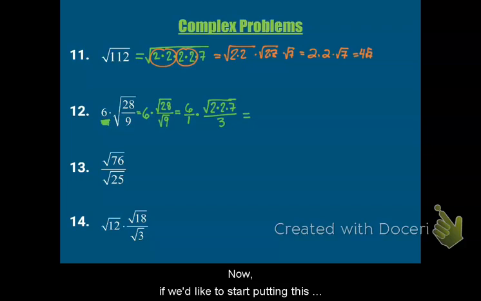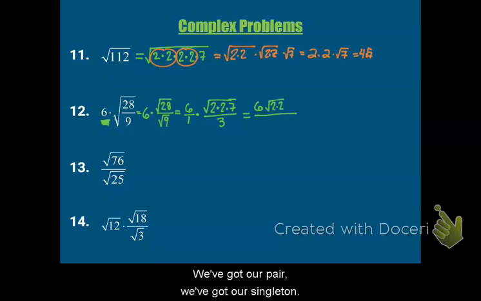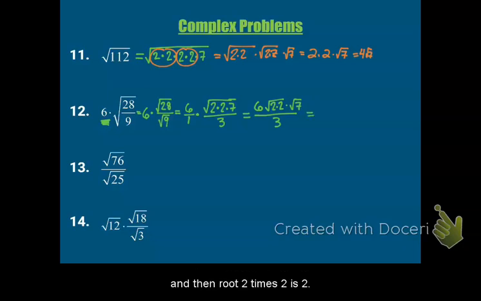Now, if we'd like to start putting this together a little bit, when we multiply fractions, we multiply the tops. So 6 times the top would be 6 times, we've got our pair, we've got our singleton. In the denominator, 1 times 3 is 3. And then root 2 times 2 is 2.